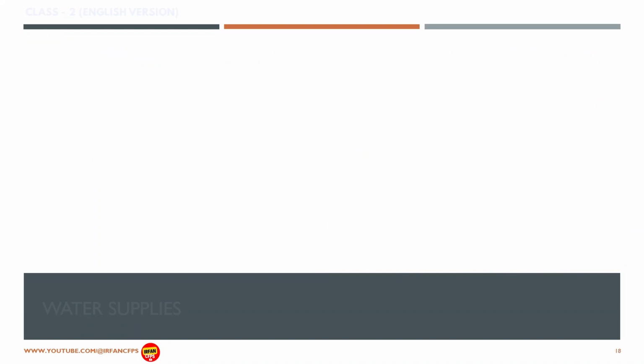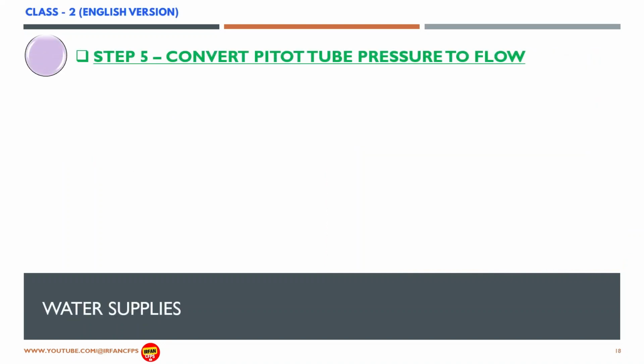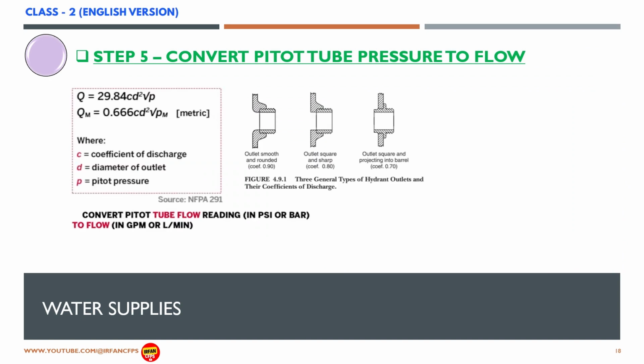Once the test has been finished, now we will convert the pitot tube pressure reading to flow by using a formula given by NFPA 291. Here you can see the flow formula in order to convert the pitot tube pressure to flow. Q equals 29.84 CD square root P. You can see where C is coefficient of discharge, D is diameter of outlet, P is pitot pressure.